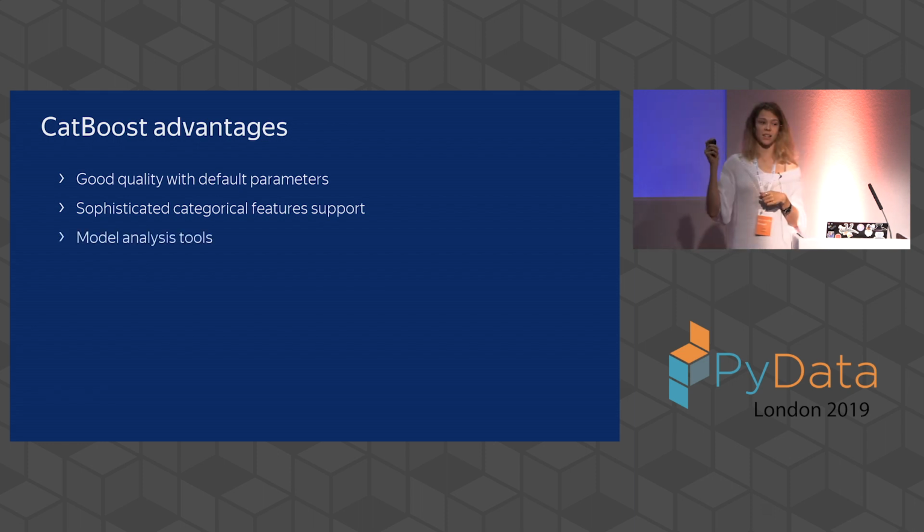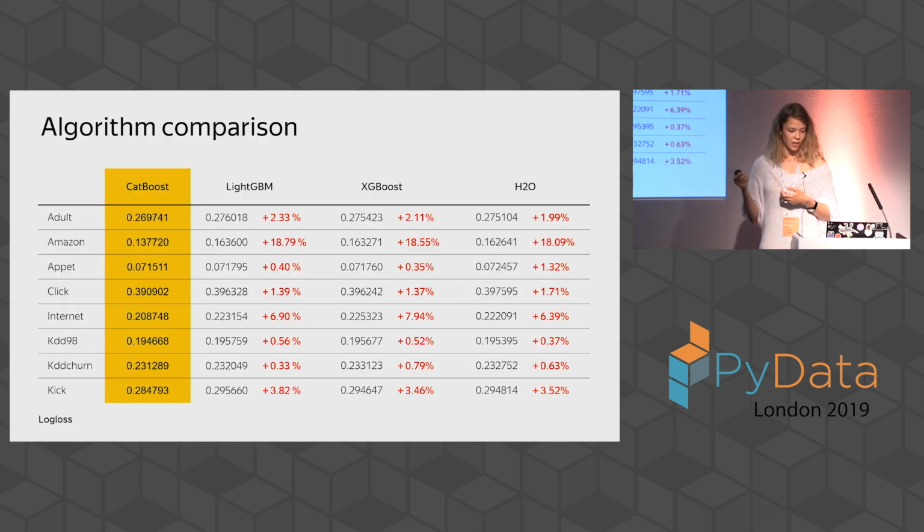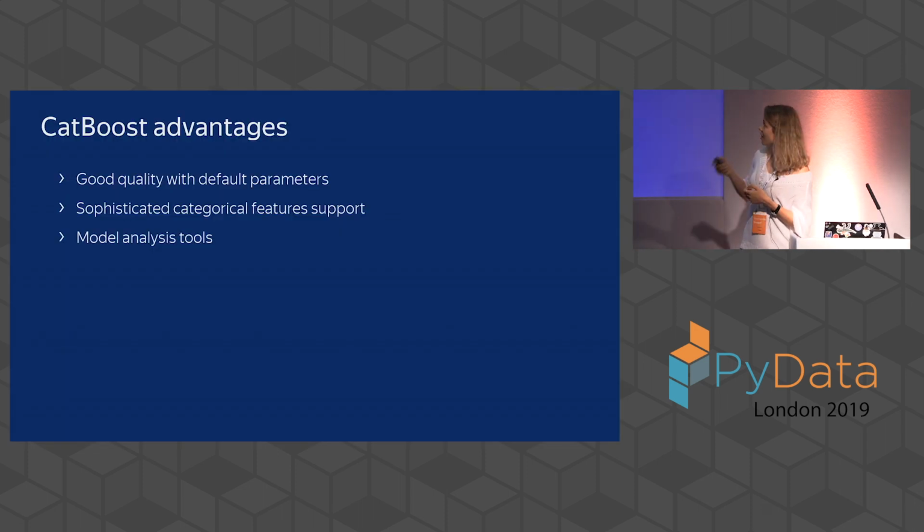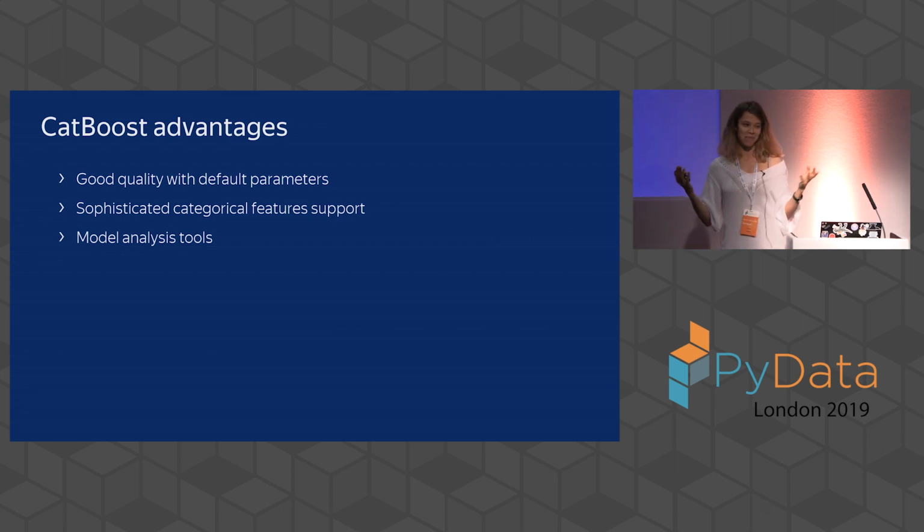The next thing is that our library contains a lot of tools to analyze the model, so to understand why your model is giving you these predictions. Those are three very nice things. There is also a lot of other stuff, but I cannot tell you everything, and it's usually good to remember three things. So if you just remember these three things about CatBoost, it will be good.